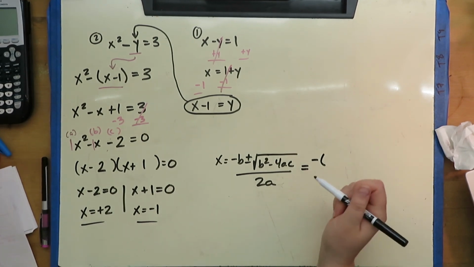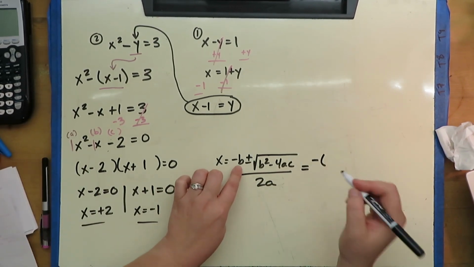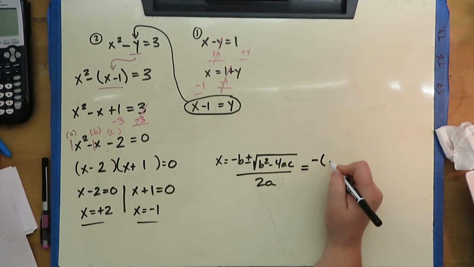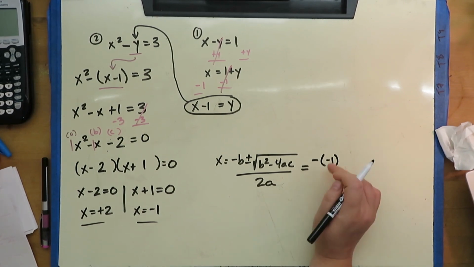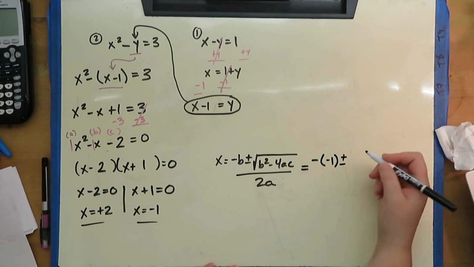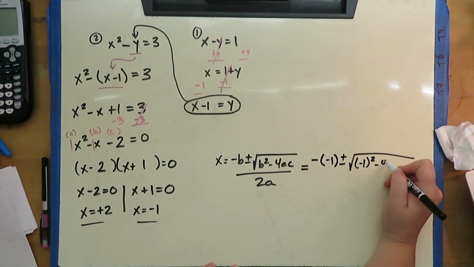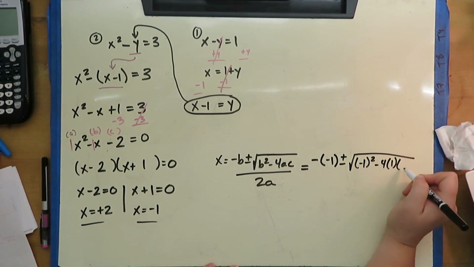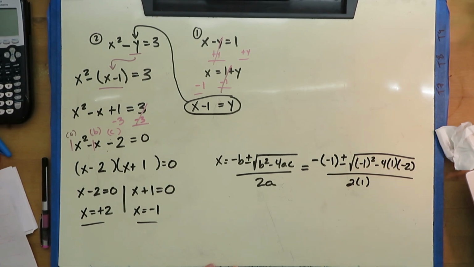So the mistake that I made the first time was because b is negative 1, I plugged in negative 1 here, and instead of negative 1. So it's a really good idea when you're substituting in equations to use parentheses to enclose the value that you actually substituted in, because it's less likely to cause a mistake. And then b squared is negative 1 squared, minus 4, a is a positive 1, c is a negative 2, all over 2 times a, which is 1. So that's my equation there.